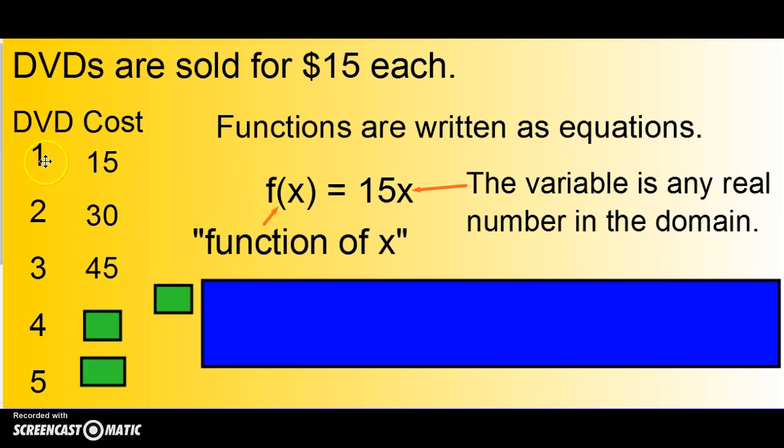So for the first example, one DVD costs $15. So you would say 1 is your x. 1 times 15 is 15. 2 is your x. So 2 times 15 is 30. 3 is your x. So 3 times 15 is 45. And as you can see, the pattern would continue. 4 DVDs would be 60, and 5 DVDs would be 75. But don't be thrown when they show you the function of x written this way. And then the variable is any real number in the domain.